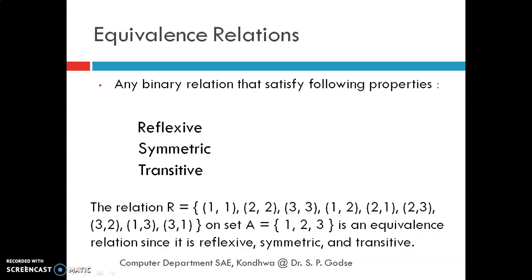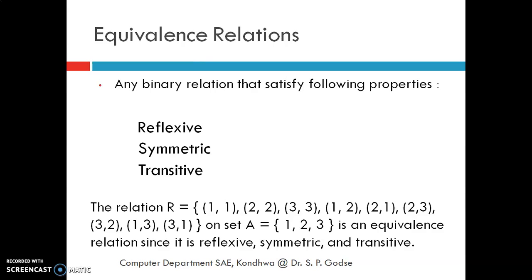So if you see the relation R on set A, it is called reflexive if for all A belonging to A, the ordered pair (A, A) exists in relation R. In this case, the elements of the set A are 1, 2, 3, and so the pairs (1, 1), (2, 2) and (3, 3) should be there. These pairs are present in the relation. So it is a reflexive relation.